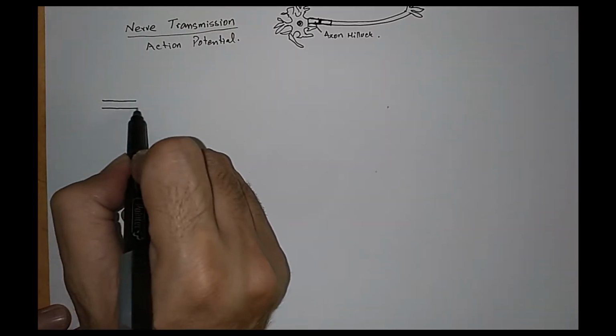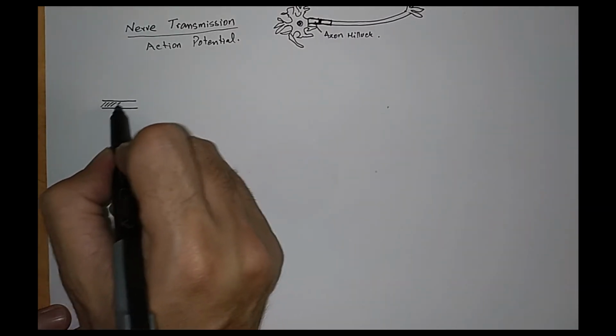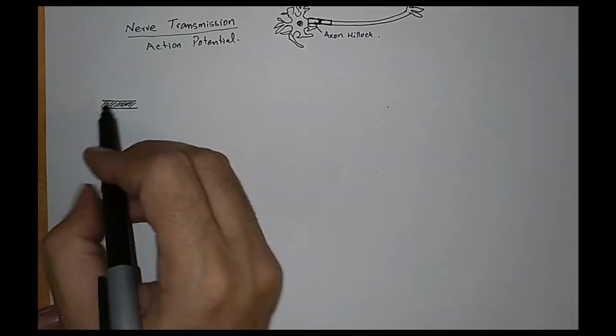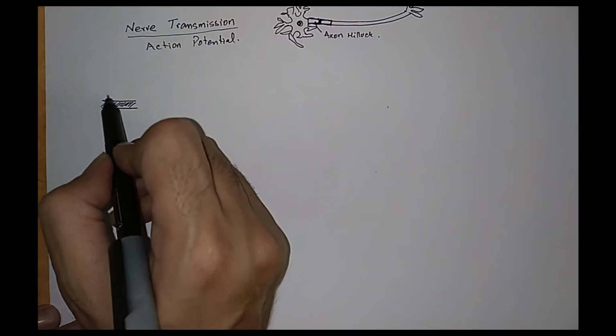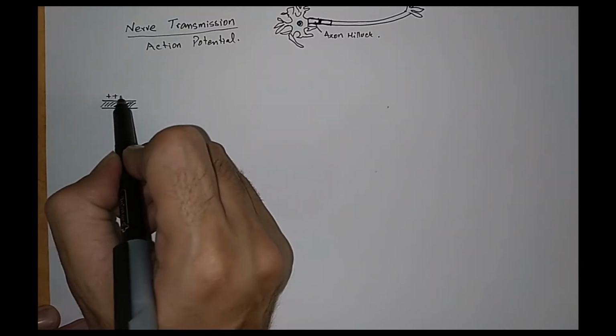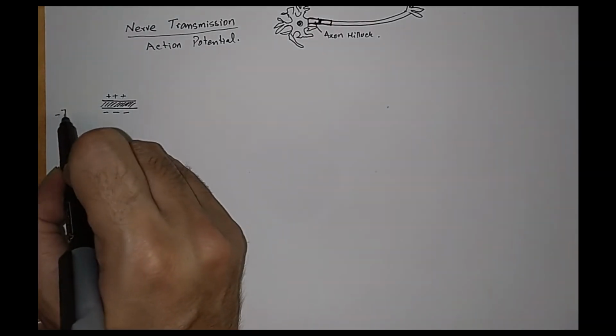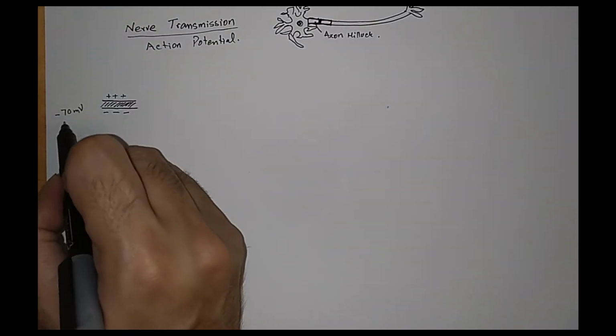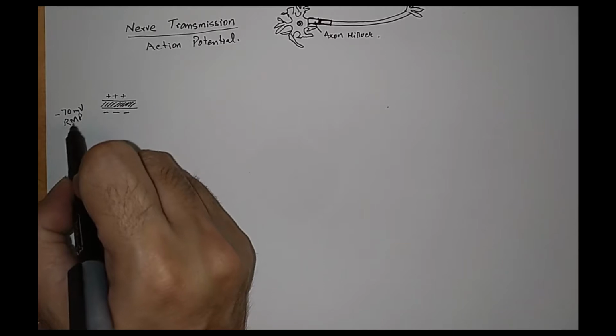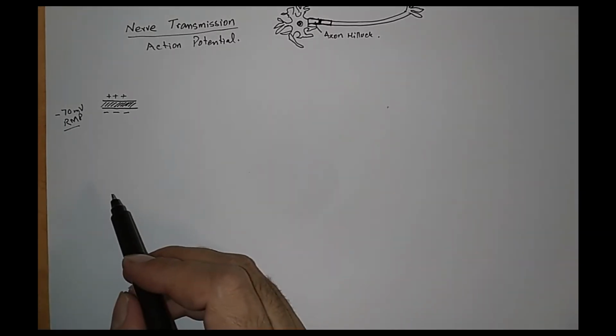We know that the cell membrane, or the membrane of the neuron cell, is not permeable to the charges, and it is always positively charged from the outside and negatively charged inside, and this is minus 70 millivolts, the resting membrane potential, when there is no action potential going on.